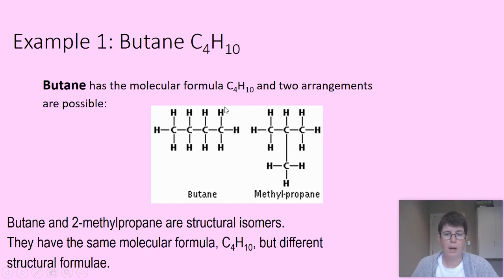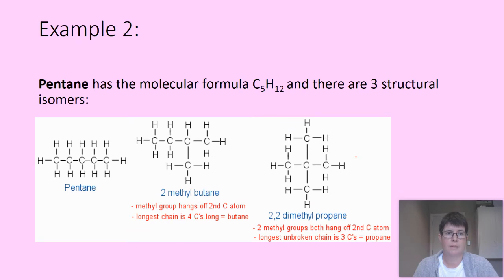However, if we take this part here and make it a methyl group attached to carbon 2, this would be 1, 2, 3. The longest carbon chain is 3, so it's propane with a methyl group attached. The methyl group can only go in one place, so it doesn't need a number. It's just methylpropane. So butane and methylpropane are structural isomers. They have the same molecular formula, C4H10, but different structural formula. So that is an example of isomers.